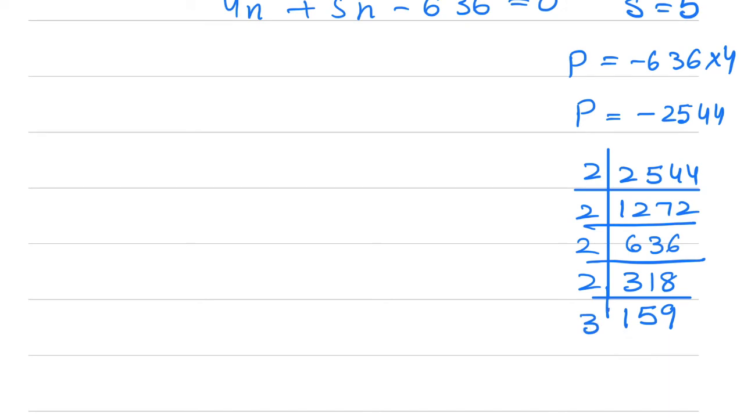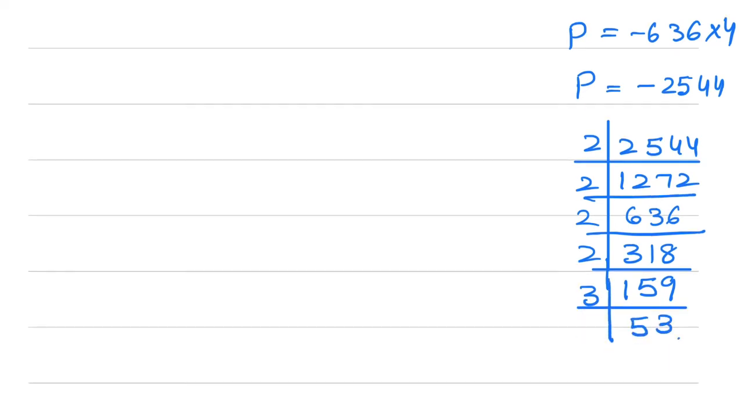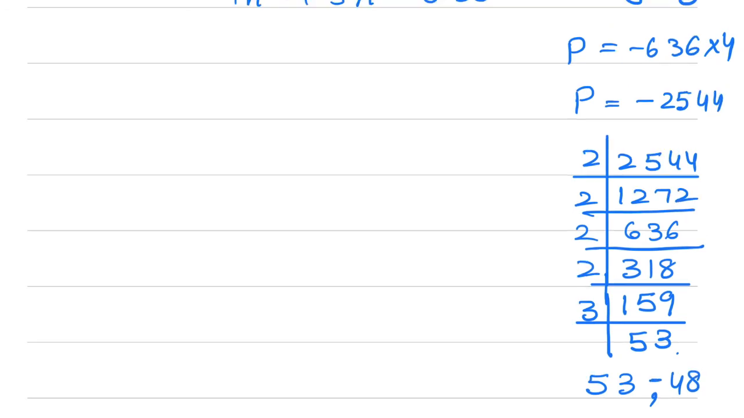Then that's 2 by 3. So we have 5 and 3. 16 and 3, 48. Okay, so we get 53 and 48. Plus 53 and minus 48. So sum is 5 and product is 2544.